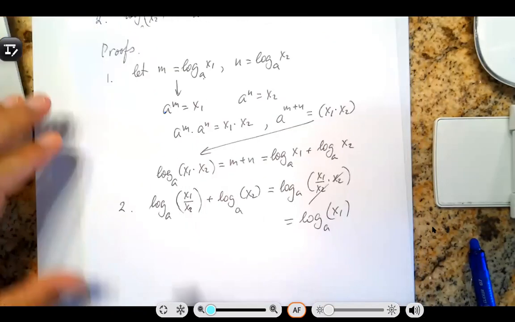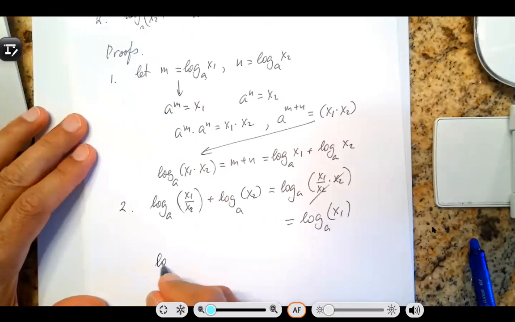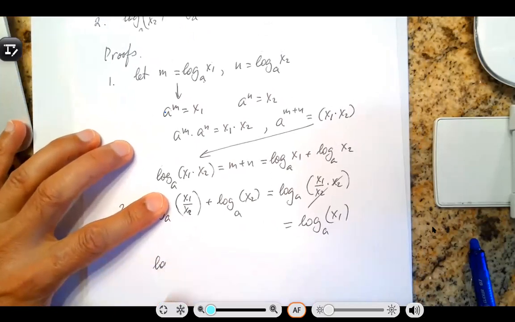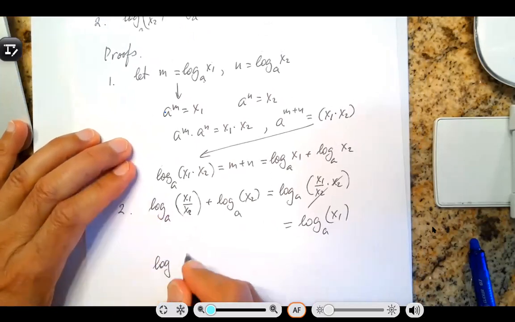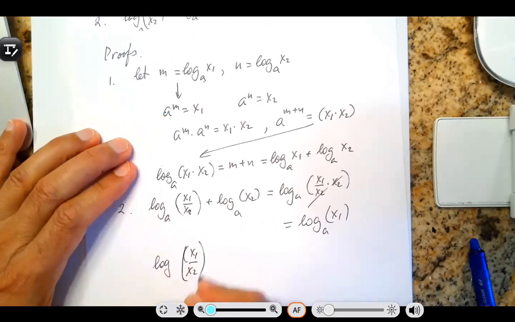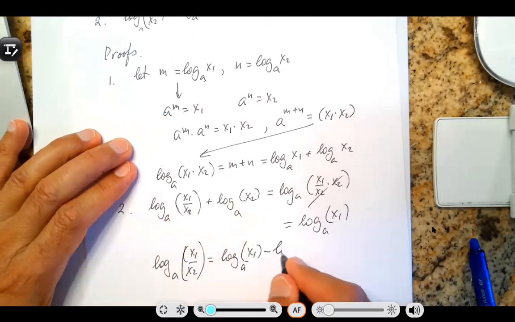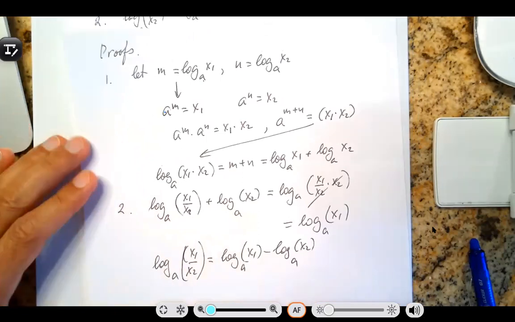Now from here, logarithm of x sub 1 over x sub 2 base a equals logarithm x sub 1 base a. Move it to the right, minus logarithm x sub 2 base a. So we just proved that.